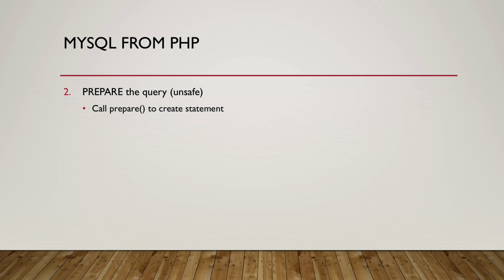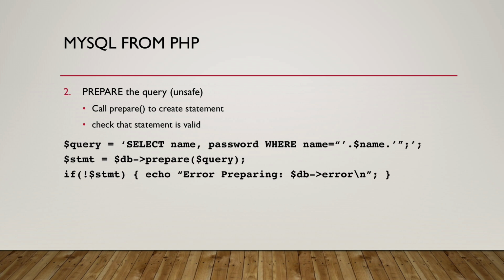First, we call the function prepare, and this is going to return a statement object, and then we check that the statement is valid, and that would look like this. So here's our query first. I'm getting that all set up, and I'm just storing it inside of a variable, query. So this is just a string. It's a big long string that involves putting a variable in the middle of it.